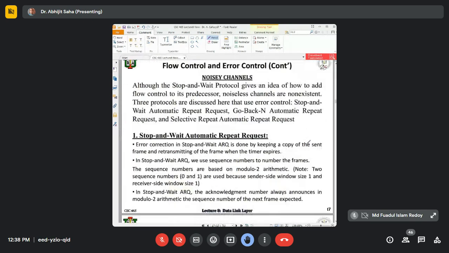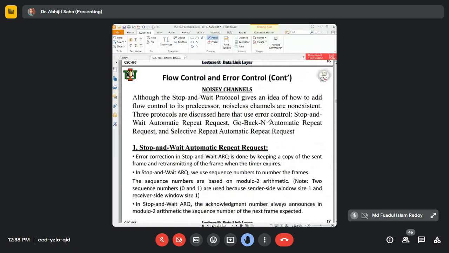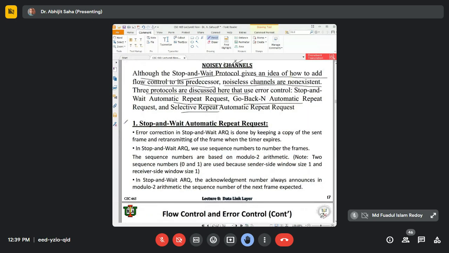Okay, so now we are moving forward to noisy channels. Although the stop and wait protocol gives an idea of how to add flow control to its predecessor, noiseless channels are non-existent. So here we are going to use 3 protocols for noisy channels. One is stop and wait ARQ, then go back N ARQ, and the selective repeat ARQ. So we are going to discuss now the stop and wait automatic repeat request.